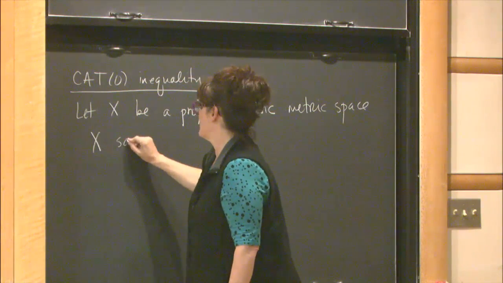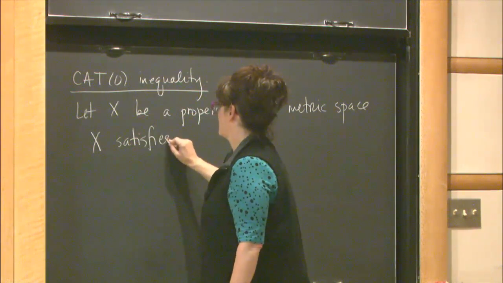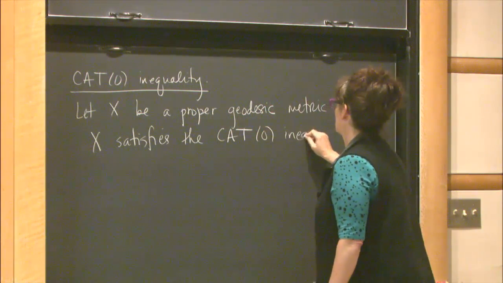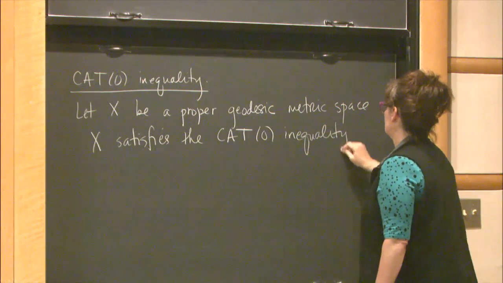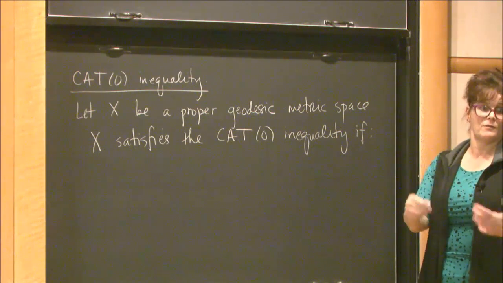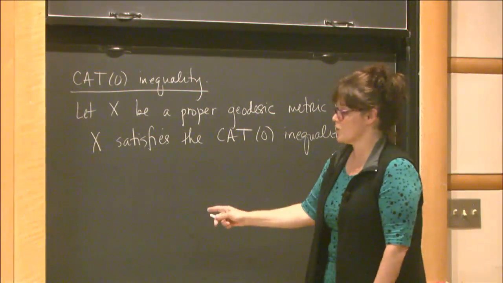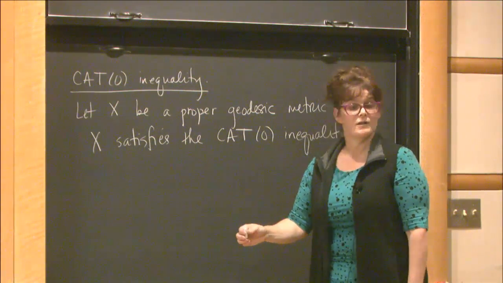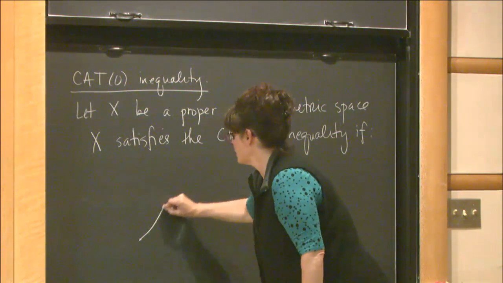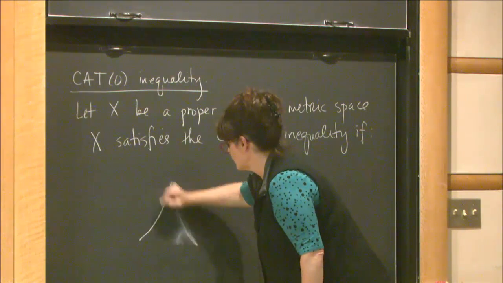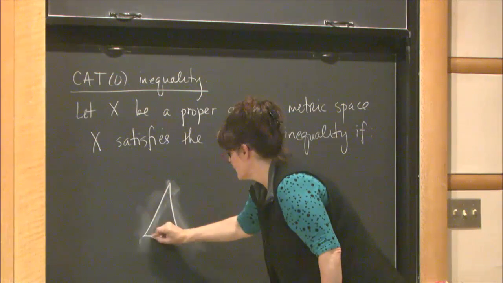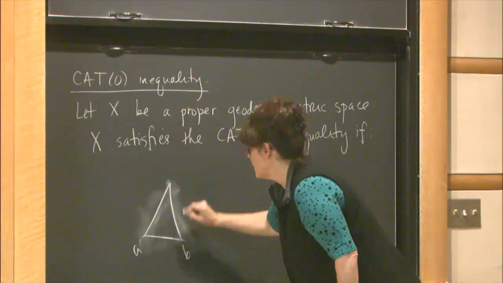Then X satisfies the CAT(0) Inequality if. All right, so here's a big if. So there's some quantifiers. So first I'll draw the picture and then I'll write it in words. Here's the picture, is that if I take a geodesic triangle in X, I don't want it to look like a delta thin triangle. It's hard not to draw them like delta thin triangles. So there's A, B, C.